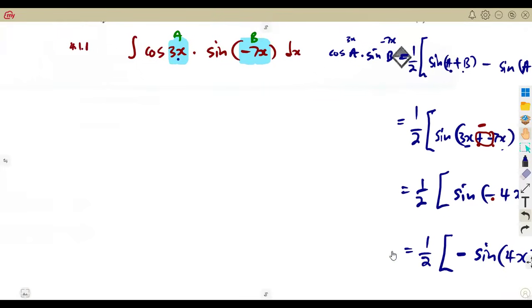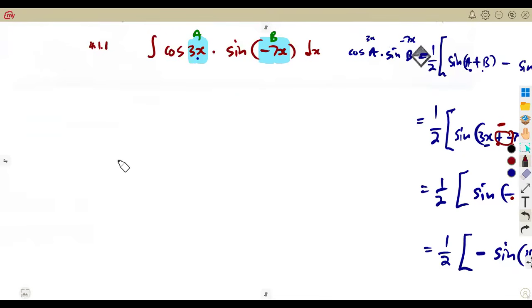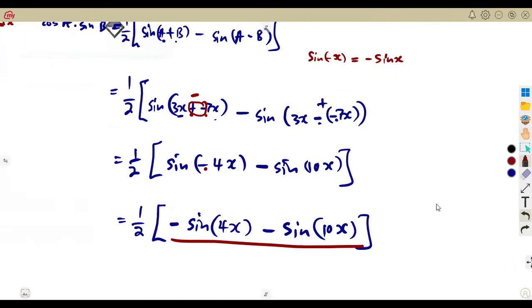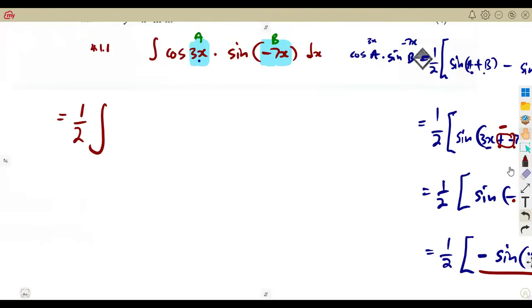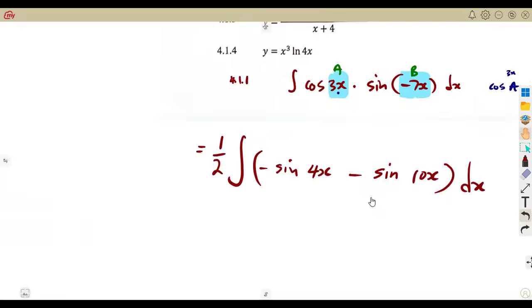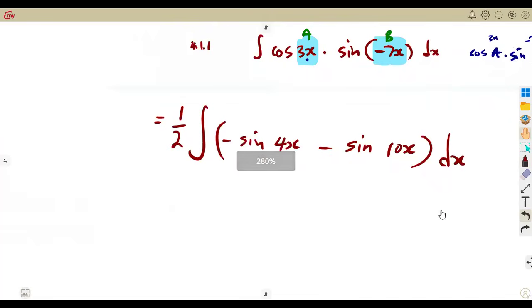With this, we can now integrate. Instead of integrating the original, we're going to integrate that identity that we have now. So we're going to take the half, as you can see it's not affecting, outside of the integral. Then this part as it is, we take inside the integral. So we have minus the sine of 4x, then minus the sine of 10x as it is like this. We integrate this with respect to x, just like that. So that is where these identities play a role, guys. That is where they play a role.